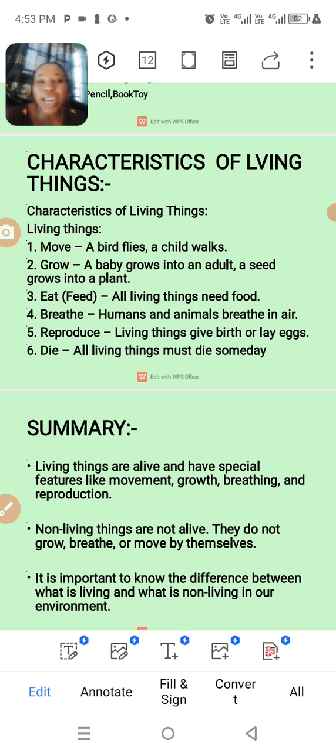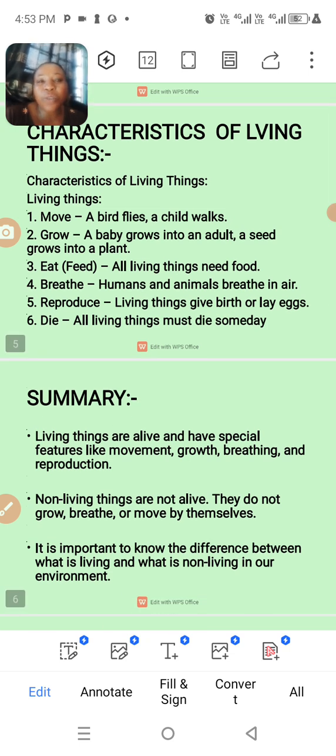Then a seed, I explained that before, that a seed that you put on the ground grows into a plant. That one seed of corn that you planted, when you come back there after a few weeks and a few months, you find out that it has grown into a plant.